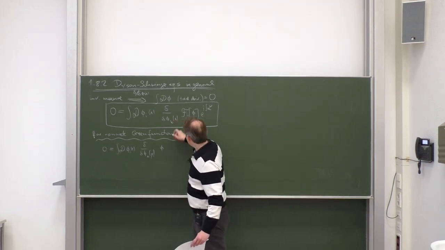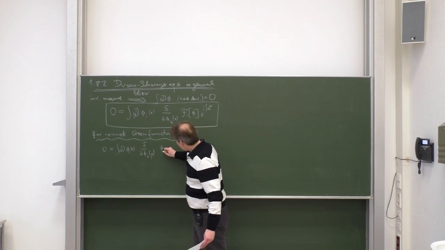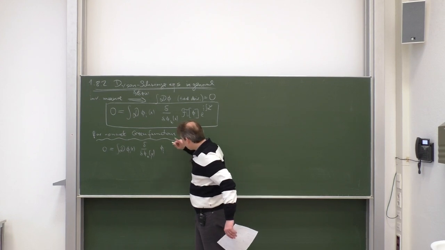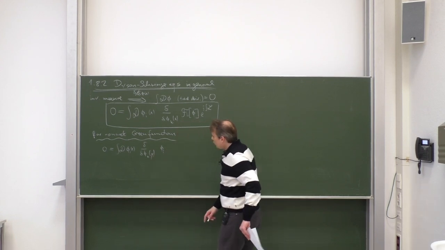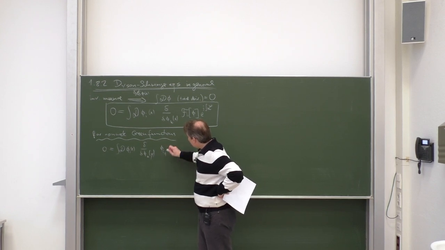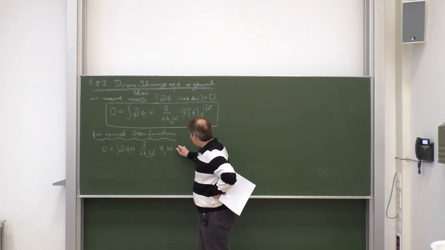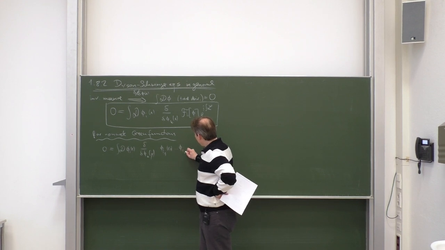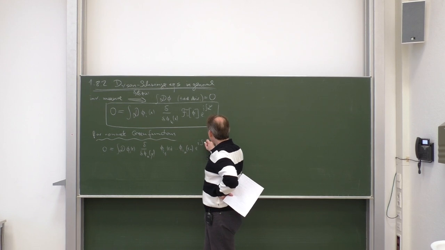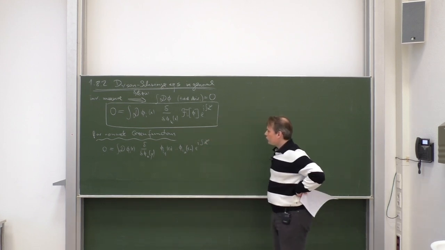Let's put here an argument y to be more explicit. And here let's put the following, a certain string of field operators, and to make it non-confusing, let me write the following. Phi i1 of x1 up to phi in of xn times e to the i times the action.